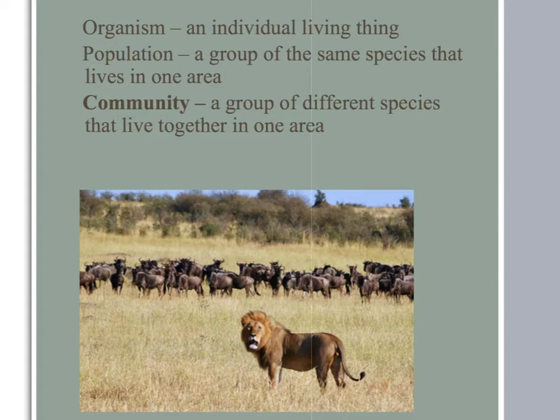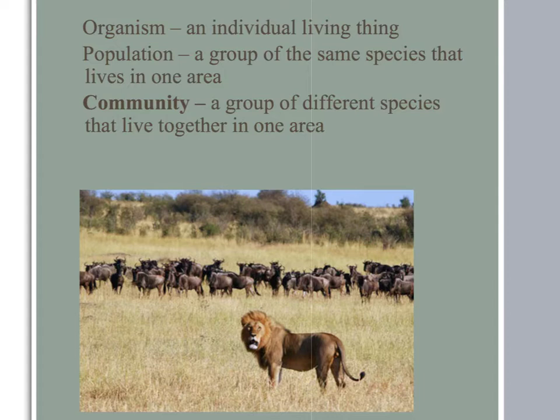Now, we have something called an organism. An organism is one individual living thing. So for example, this lion, it's one individual lion, or it's one of those individual antelopes. Those would be an organism.